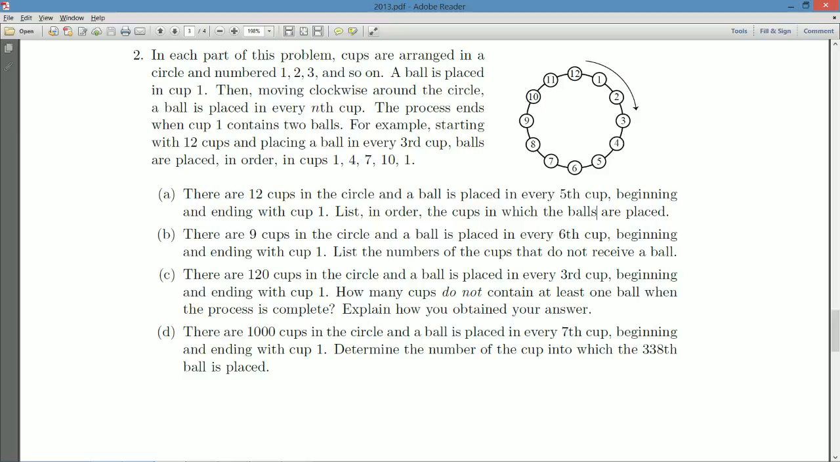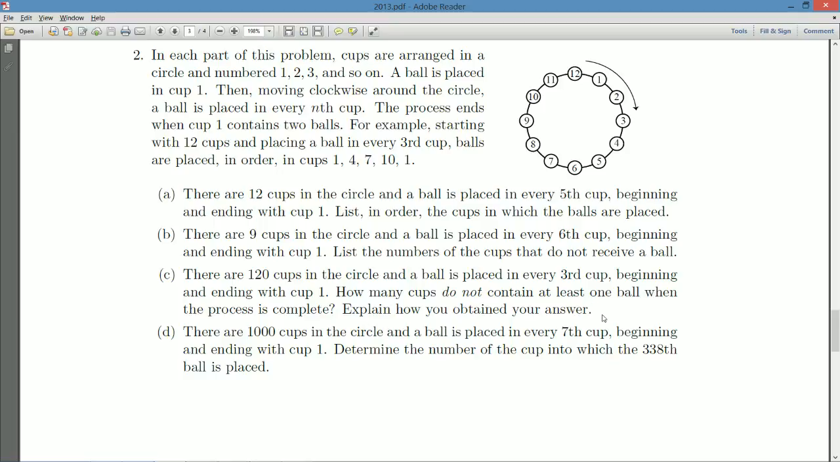It's kind of weird that they say explain how you obtain your answer, since you're supposed to be at least trying to explain things every single time. But we've mostly been doing proof by picture, so maybe that's why they included that. Maybe they don't want people trying 120 cups. All right, so 120 cups, balls placed every 3rd cup. Okay, so the real question is, how far do we get to go to cup number 1?